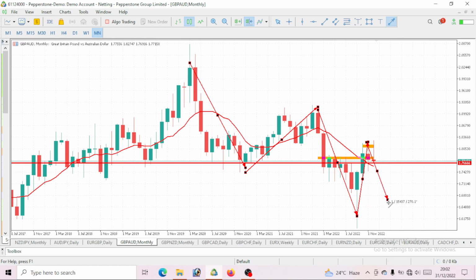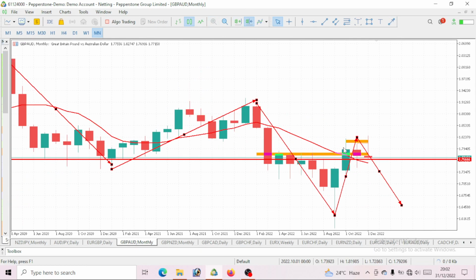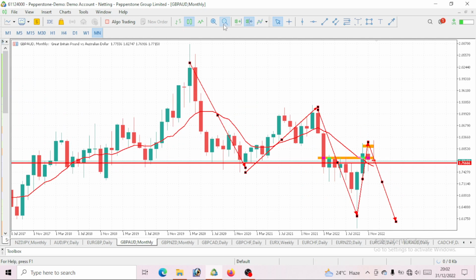After that pullback, what do you expect next? A further drop. So if you zoom in, you see that in the month of November, we actually had a bearish move. Price opened and closed bearish. Same thing with the month of December. Price also opened and closed bearish. So now we are going to the month of January. We also expect this price to give us a bearish move. So expect more bearish moves. We would continue to drop, especially if you are a position trader. I think this is the best time to go ahead and sell, right? Because more drop is to come on GBPAUD.